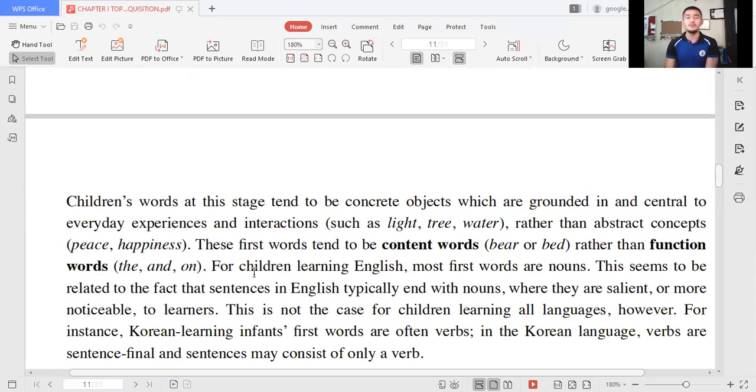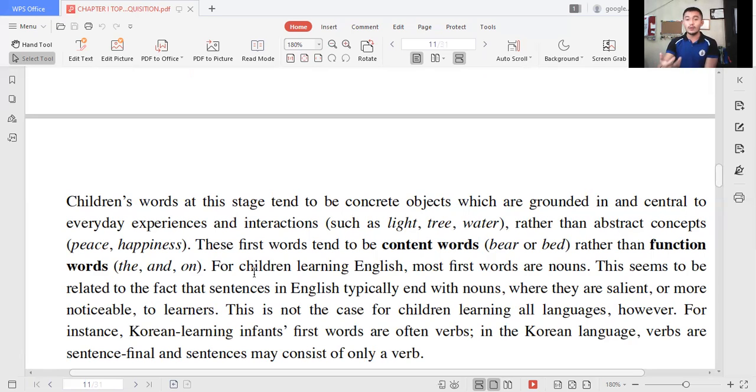This seems to be related to the fact that sentences in English typically end with nouns, where they are salient or more noticeable to the learners. This is not the case for children learning all languages. For instance, Korean learning infants' first words are often verbs. Again, this is not applicable to everyone.